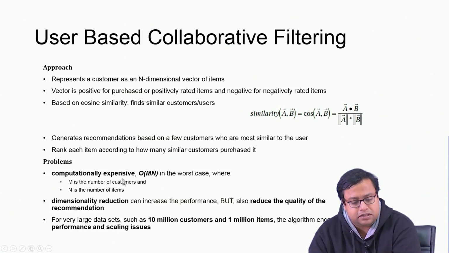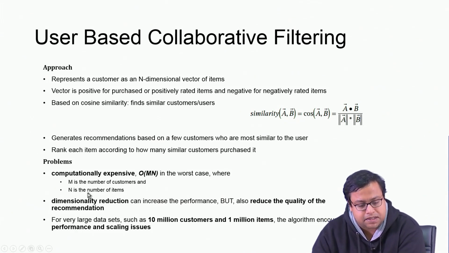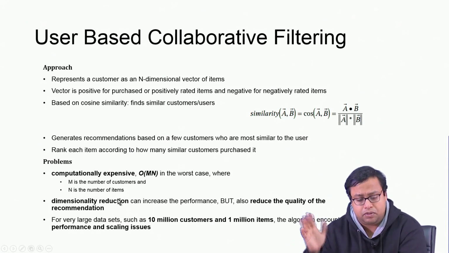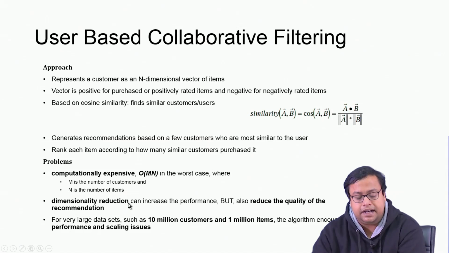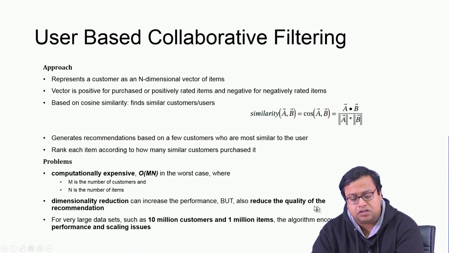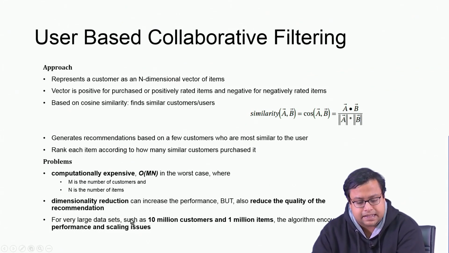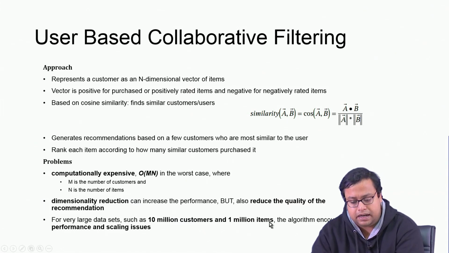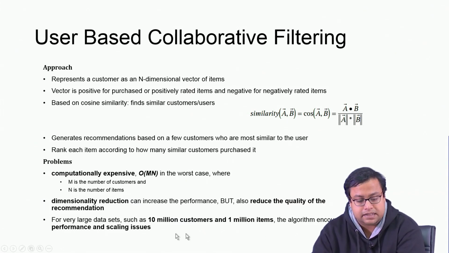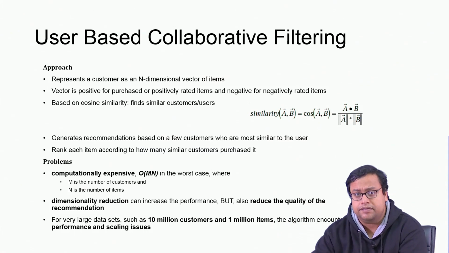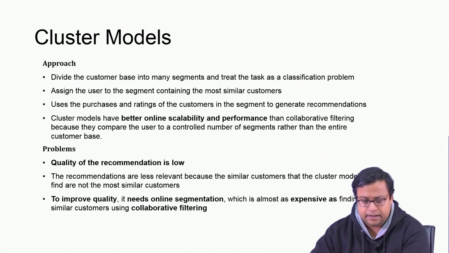It is computationally expensive, because if there are m number of customers and n number of items, you have to create a matrix which is m into n in size. Dimensionality reduction is therefore an important factor, can increase the performance, but can also reduce the quality of recommendation. So that is also a problem. For very large data sets such as 10 million customers and 1 million items, the algorithm encounters severe performance and scaling issues, and that's why sometimes you have to do batch processing beforehand. You cannot do it in real time, you have to do it beforehand.